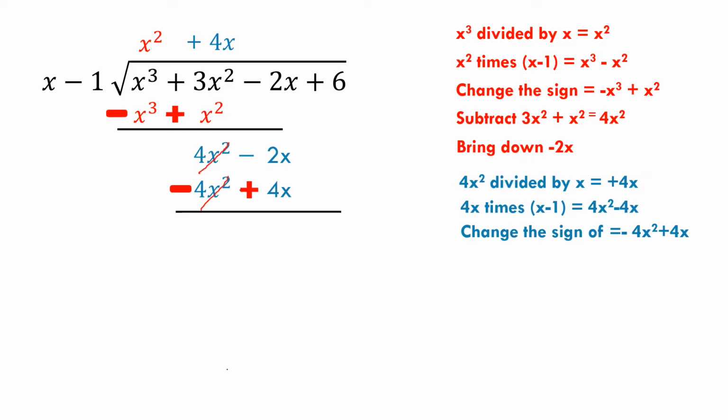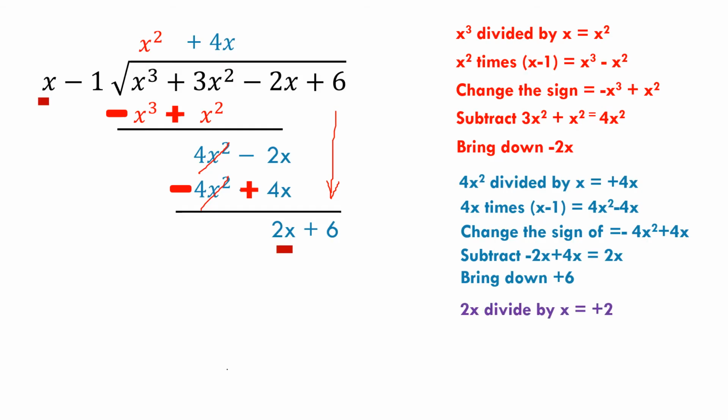0 na yan. And then, negative 2x plus 4x. Unlike sign, subtract, copy the sign of the bigger number. So, magiging positive 2x. And then, you bring down yung positive 6 dito. Next step is, this 2x, i-divide nyo naman kay x ulit. So, 2x divided by x is equal to 2.